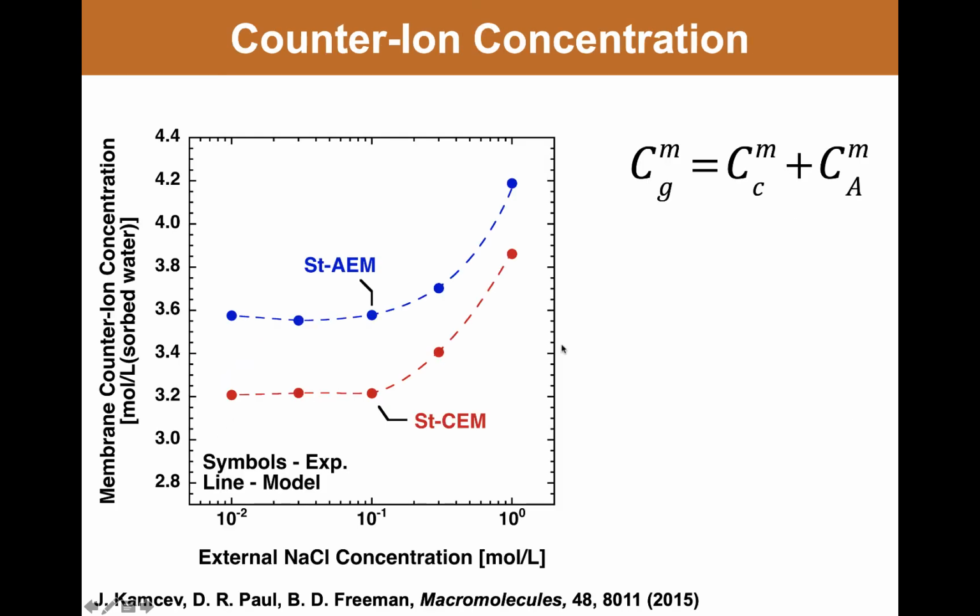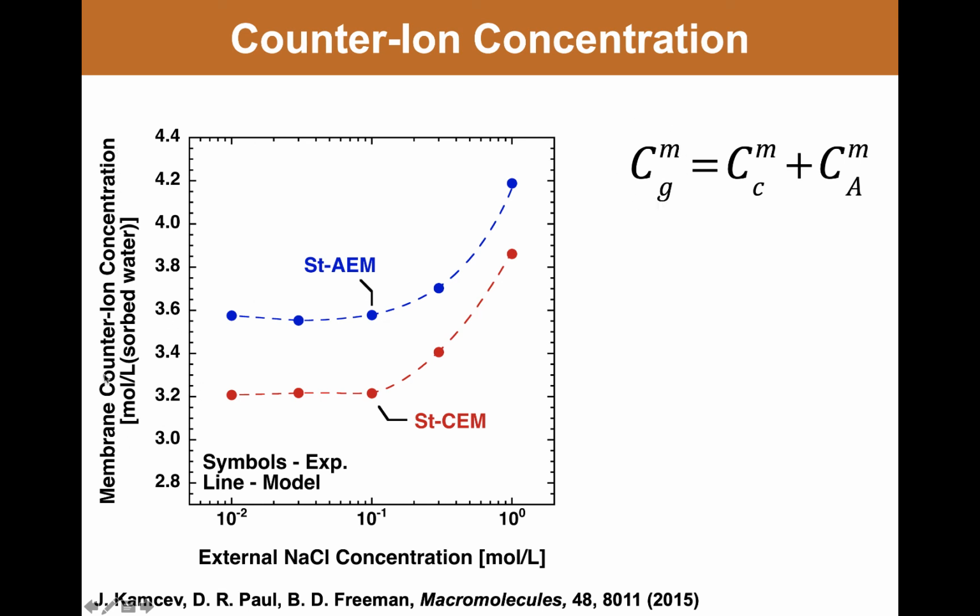Now, once you have that co-ion concentration, the fixed charge concentration, that is the number of fixed charges on the polymer backbone per mole of water, is determined by the polymer chemistry and the water uptake of the sample, both of which you know. So once you have a model for the co-ion concentration and you know the fixed charge concentration, now you can use the model to predict the counterion concentration.